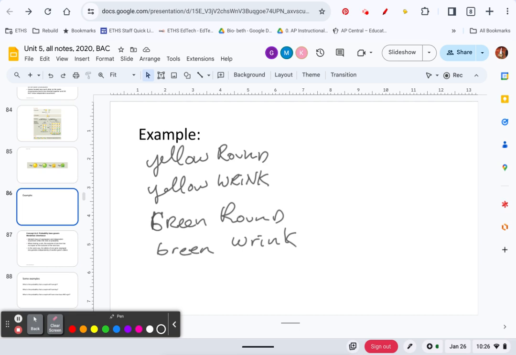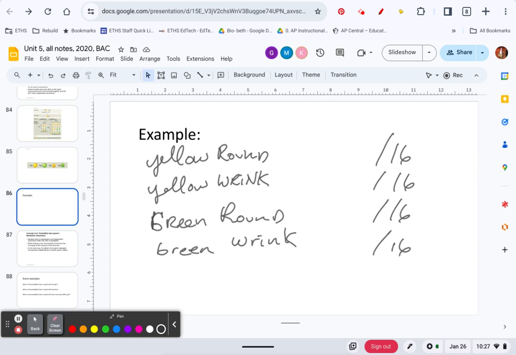So for it to be green, it has to have 2 small y's. And for it to be wrinkled, it has to be 2 small r's. There's 4. Those are the 4. So as long as it doesn't have a dominant gene, then it will. Like you see how it's big Y, big R. If it has 1 Y or 1 R, then it's going to be yellow. It's going to overpower.